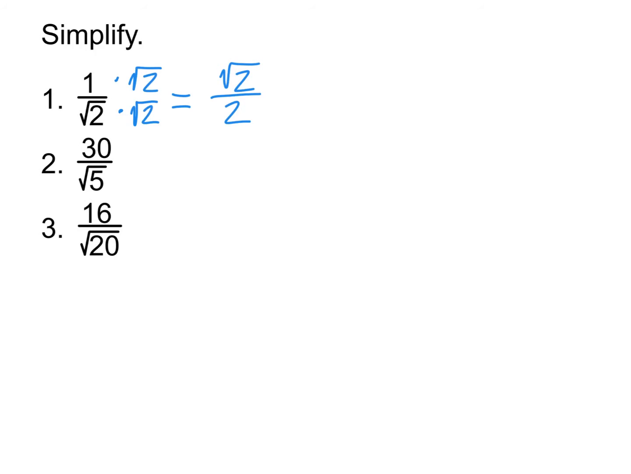All right, let's check out number 2 then. So on number 2, again, I got that radical in the denominator I got to get rid of. So I'm going to multiply top and bottom of this one by root 5. When I do that on the top, 30 times root 5 is literally just 30 root 5. On the bottom, root 5 times root 5, that's the square root of 25, which is 5.